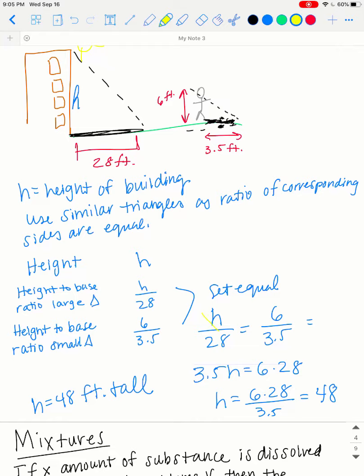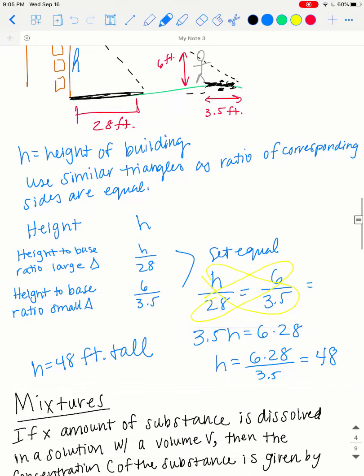We're going to set those proportions, or ratios, equal to each other. When you do that, you're going to do height times 3.5, so 3.5h, and then 6 times 28. So we have height equals 6 times 28 over 3.5, which is 48. So we know the building is 48 feet tall.